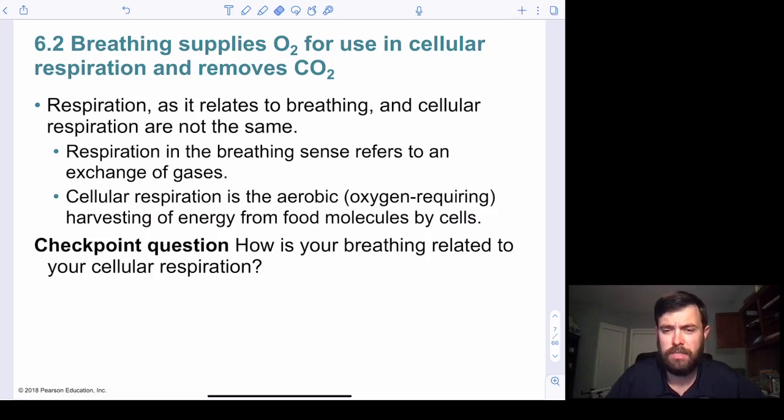So that's the chemical processes that we looked at. We've talked about glycolysis, the Krebs cycle, and electron transport chain and oxidative phosphorylation. So that's cellular respiration. You need one to have the other, and so it's important to understand that relationship that they build. But they are not the same thing. Breathing and cellular respiration are not the same thing.